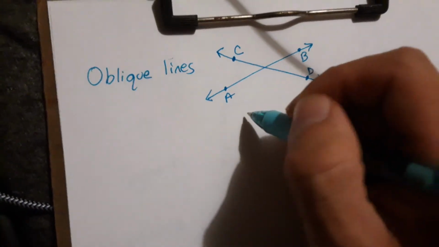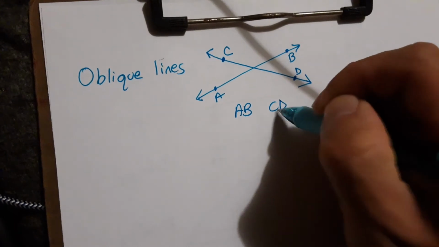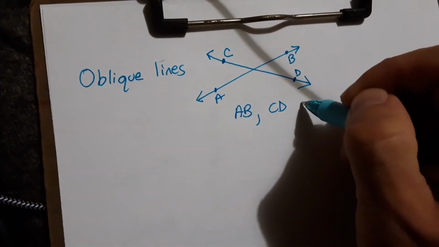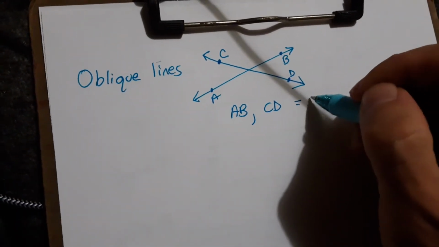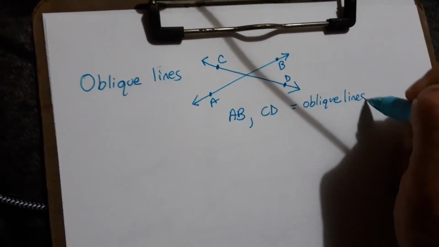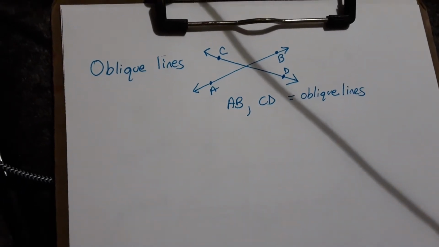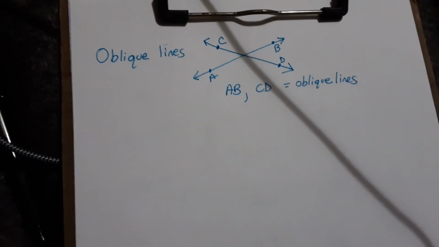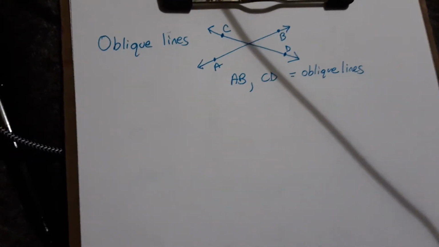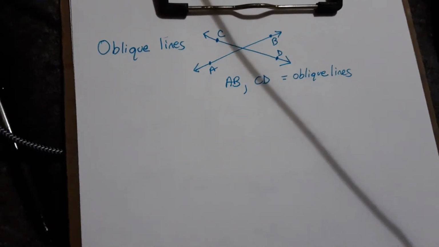Okay, in this case, AB and CD are an oblique pair of lines. Okay, they don't intersect at a 90-degree angle, but at the same time, they're also not parallel. They intersect, but not at a special 90-degree angle. Okay.